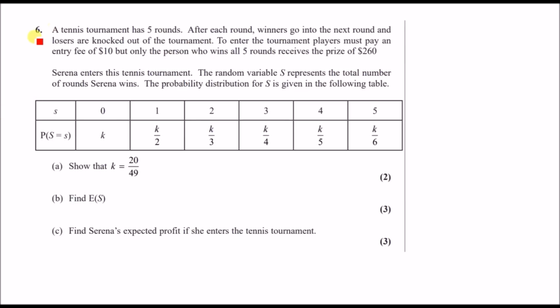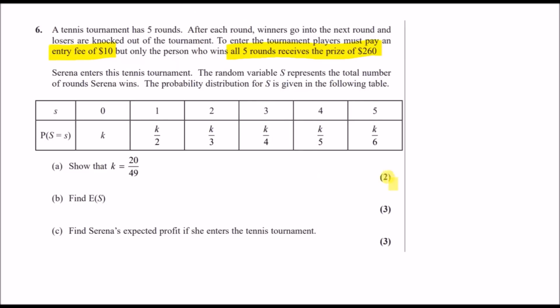Now, it says that a tennis tournament has 5 rounds. After each round, winners go into the next round and losers are knocked out of the tournament. To enter the tournament, players must pay an entry fee of $10. Okay, let's highlight that. But only the person who wins all 5 rounds receives the prize of $260. Ooh, nice. Serena enters this tennis tournament. The random variable S represents the total number of rounds Serena wins. Now, the probability distribution for S is given in the following table.